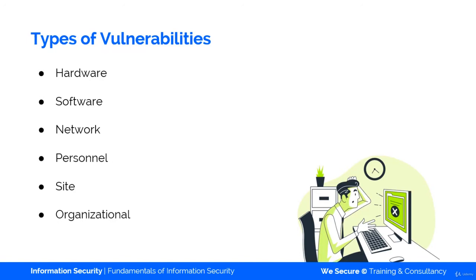By now we have learned different types of vulnerabilities. We have learned the CIA triad. We know what confidentiality, integrity, and availability are. And most importantly, we have defined the term information security. Now let's move forward with threats. What is a threat?